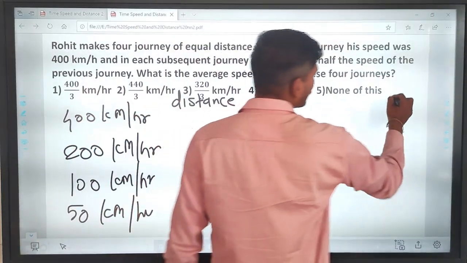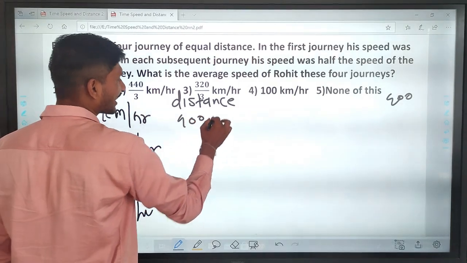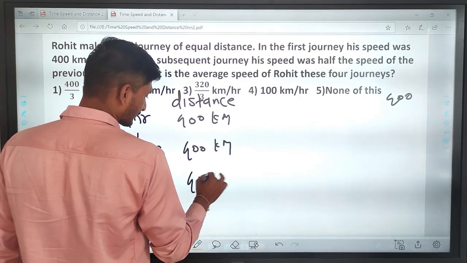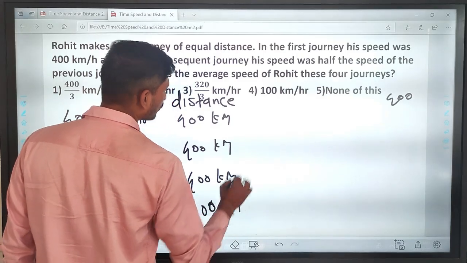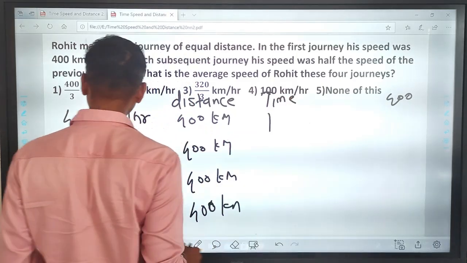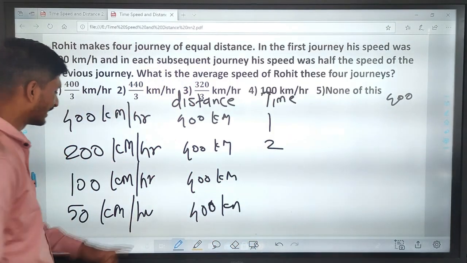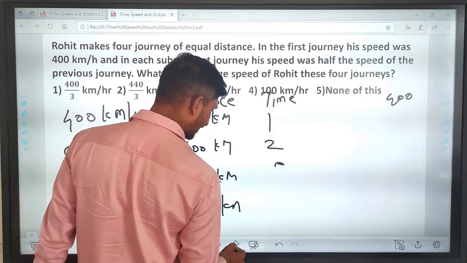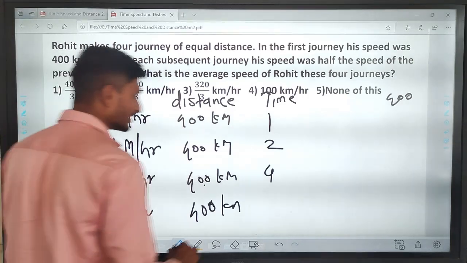Then your LCM is 400. We take a distance that is 400 km. Here 400 km, here 400 km, here 400 km. Now we find the time required to cover this distance. Then the first time is 1 hour. Then the second time is 400 divided by 200, that is 2. Then the third time is 400 divided by 100, which is 4. Then the next time is 400 divided by 50, that is 8.